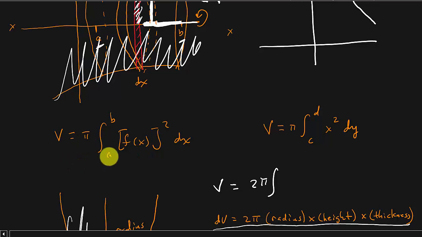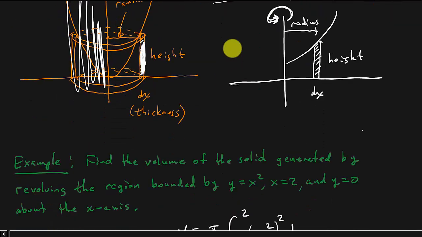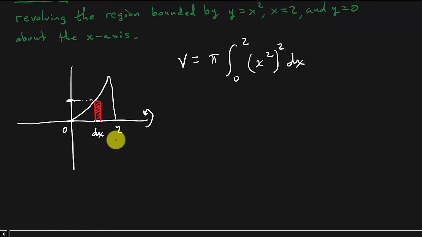And then you've got your pi out there, and it's from a to b. In this case, a to b is 0 to 2. And so this is going to be pi, integral from 0 to 2 of x to the 4th dx. And so now we're ready to integrate.